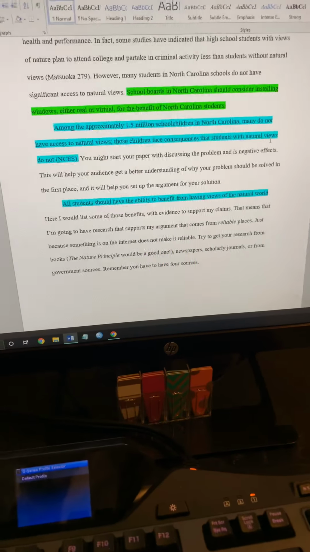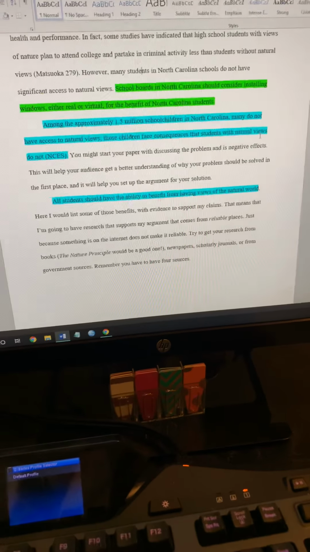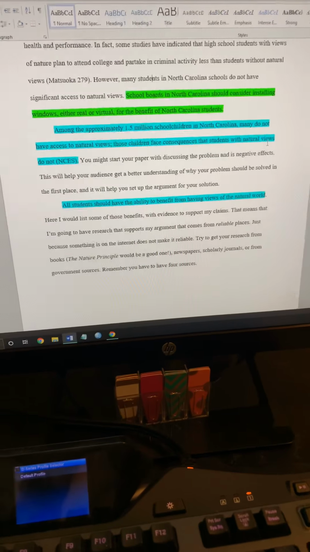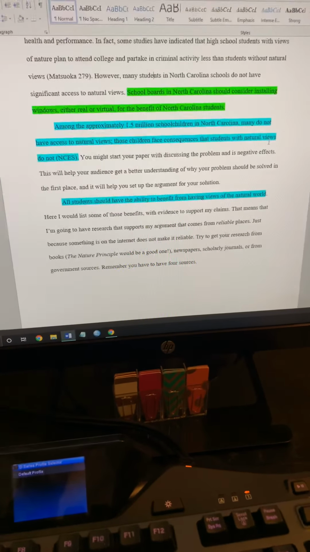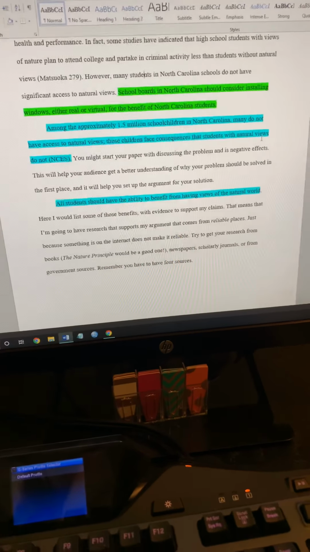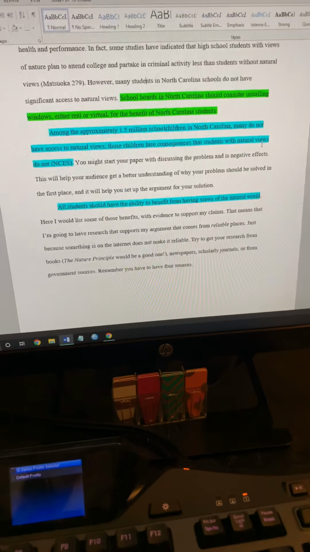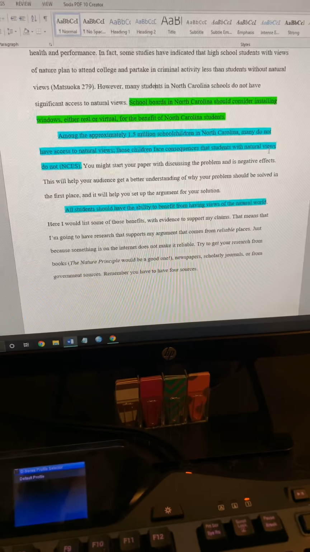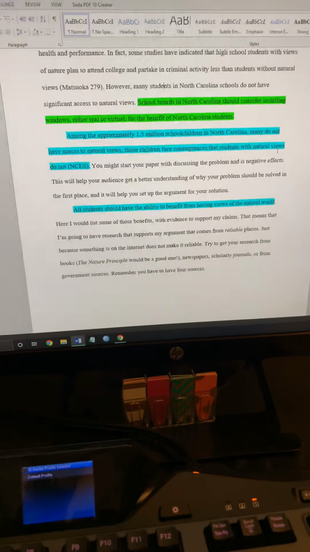I'm also establishing the audience here by specifically saying school boards in North Carolina should consider, right? This is a persuasive paper. You're trying to convince your audience to use the solution that you're proposing to this problem, right? So I've established the problem by saying that a lot of students don't have access to natural views, and I'm proposing the solution, which is going to be installing either virtual or real windows in order to solve this problem, right? So all that's happening in my introduction. You want all that to happen in your introduction too.